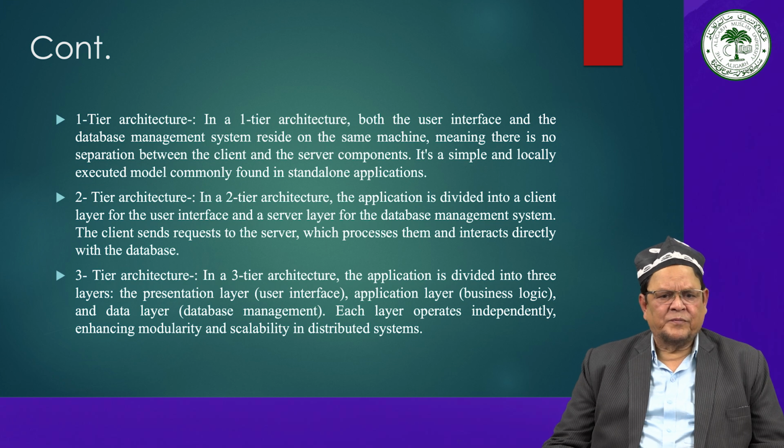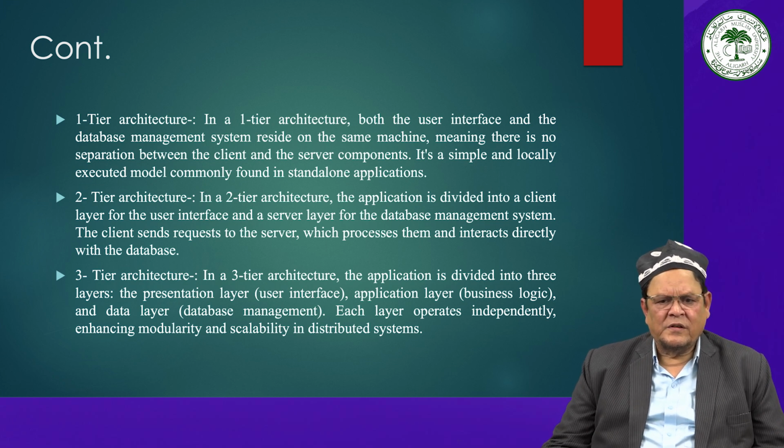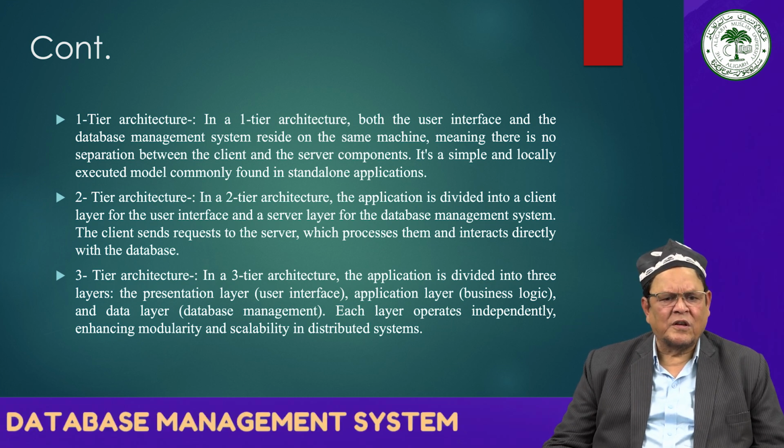Two-tier architecture. In two-tier architecture, the application is divided into a client layer for the user interface and the server layer for the database management system. The client sends requests to the server, which processes them and interacts directly with the database.